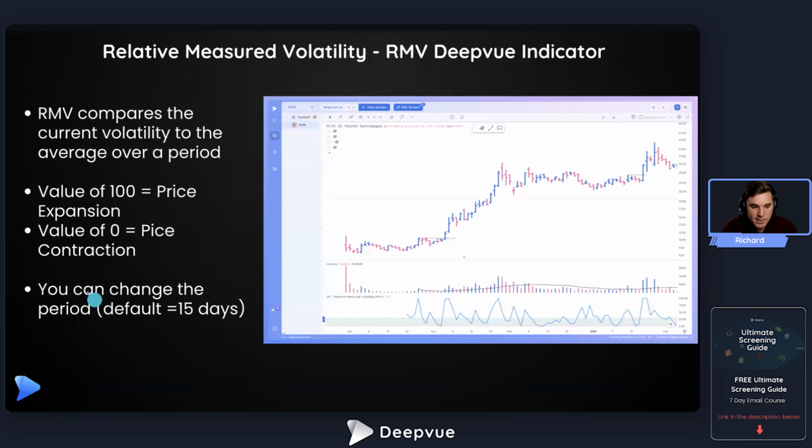And with RMV, as I mentioned, you can change the period. The default is 15 days. But like I mentioned, there could be instances where you want to see it a little bit more quickly, and you can change that to 5 or a different value.